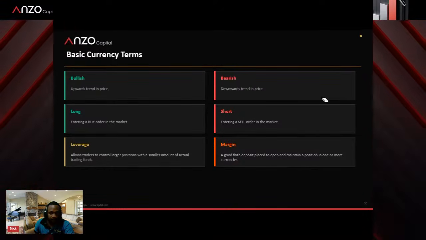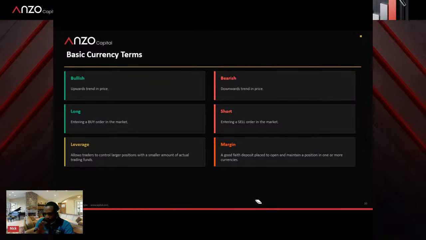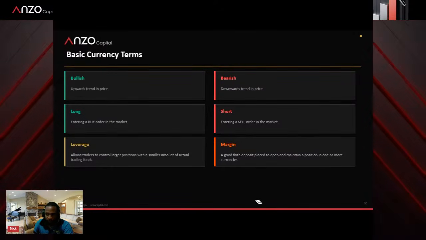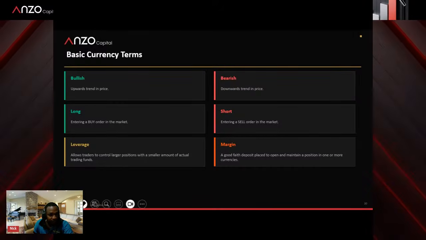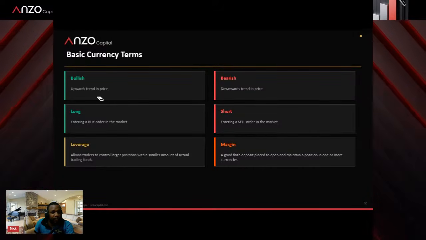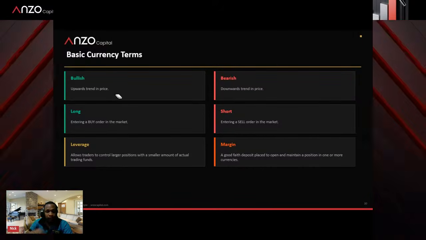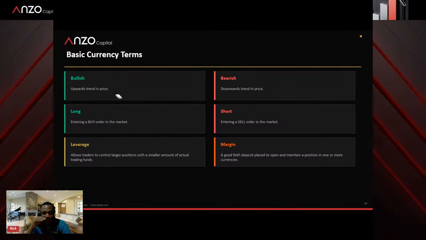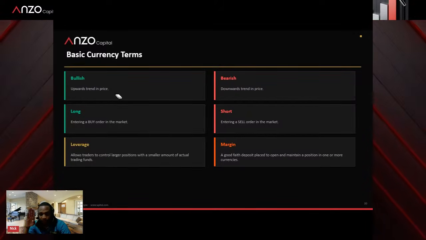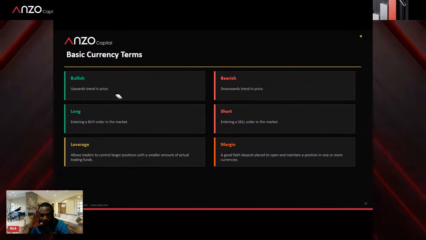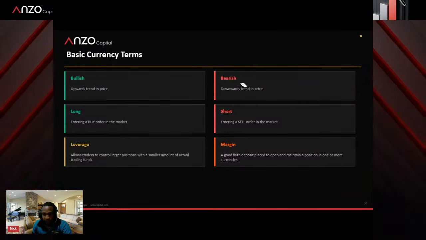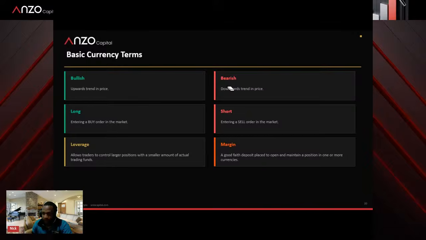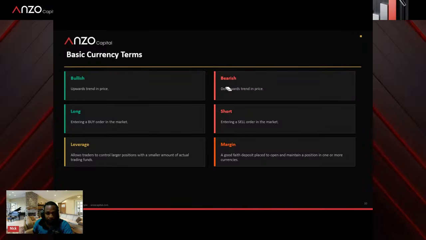But I will do a full risk management calculation right now too. So bullish means an upward trend in the price. When the market is moving up, we say that the market is bullish. Bulls in the market symbolize the market going up. Bears in the market symbolize the market going down. So bears is the market moving down, bulls the market going up.